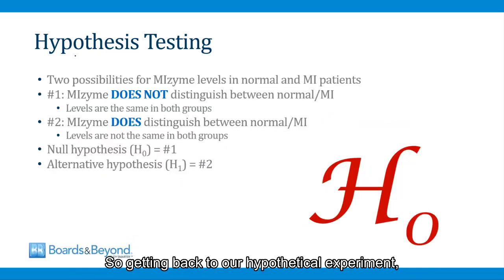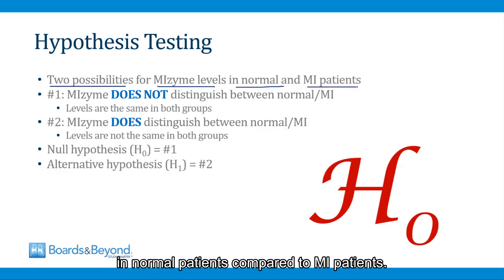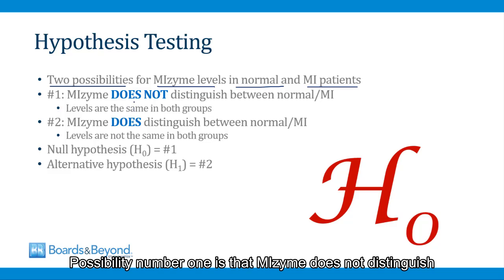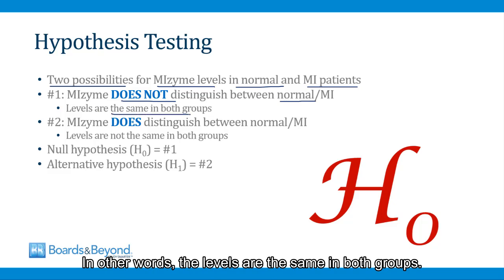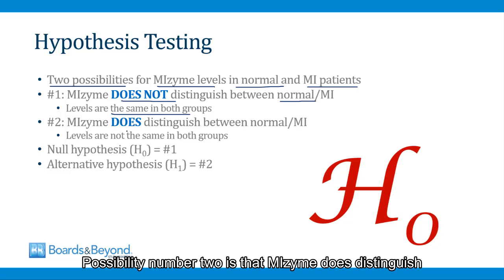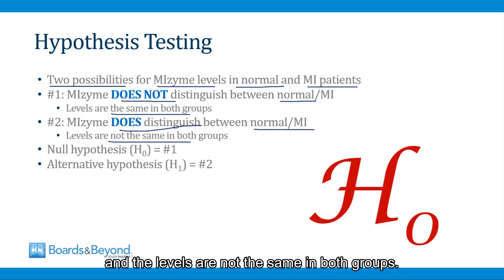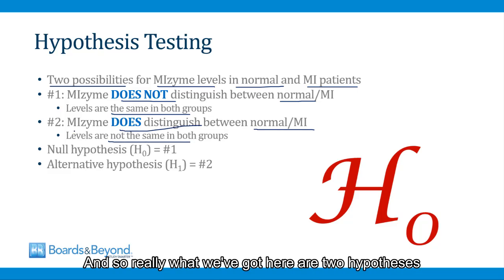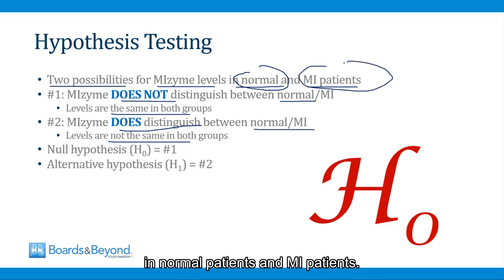So getting back to our hypothetical experiment, there are two possibilities for the MI-zyme levels in normal patients compared to MI patients. Possibility number one is that MI-zyme does not distinguish between normal and MI patients. In other words, the levels are the same in both groups. Possibility number two is that MI-zyme does distinguish between normal and MI patients and the levels are not the same in both groups. And so really what we've got here are two hypotheses for the relationship between MI-zyme levels in normal patients and MI patients.